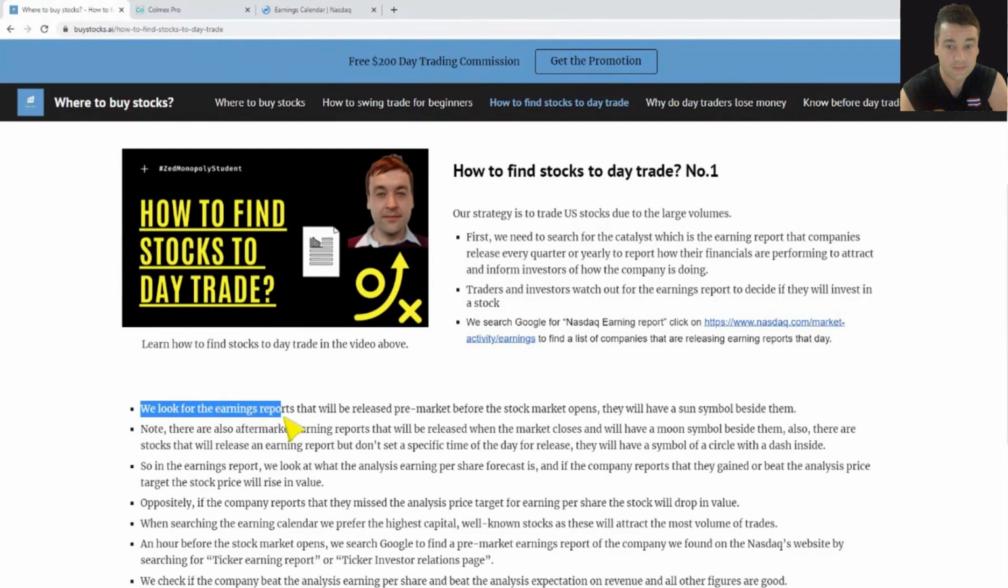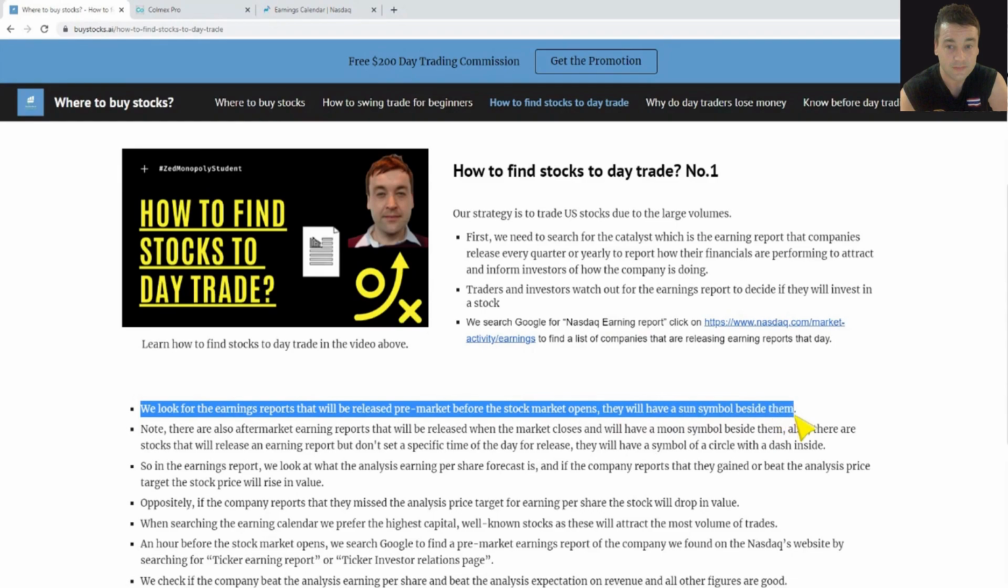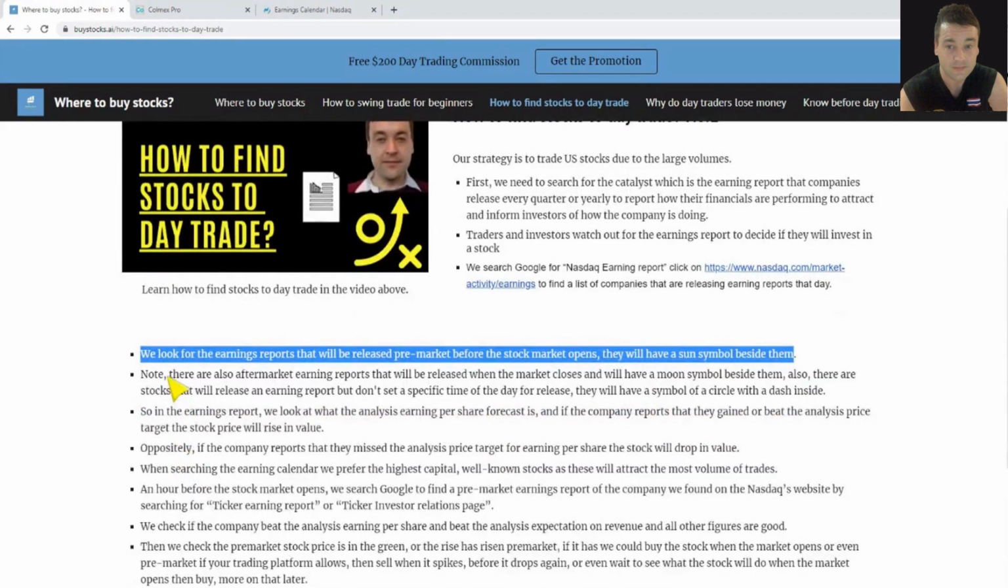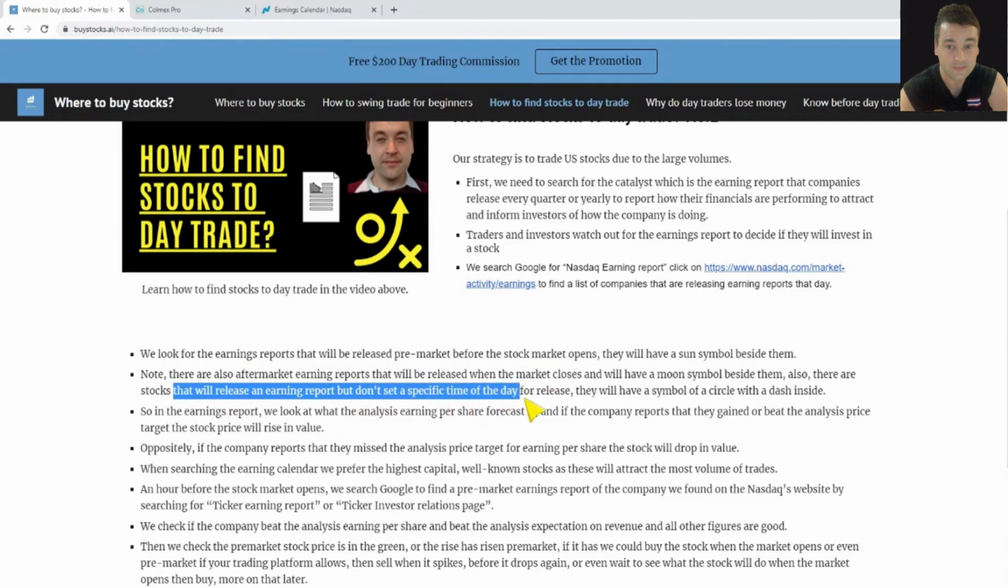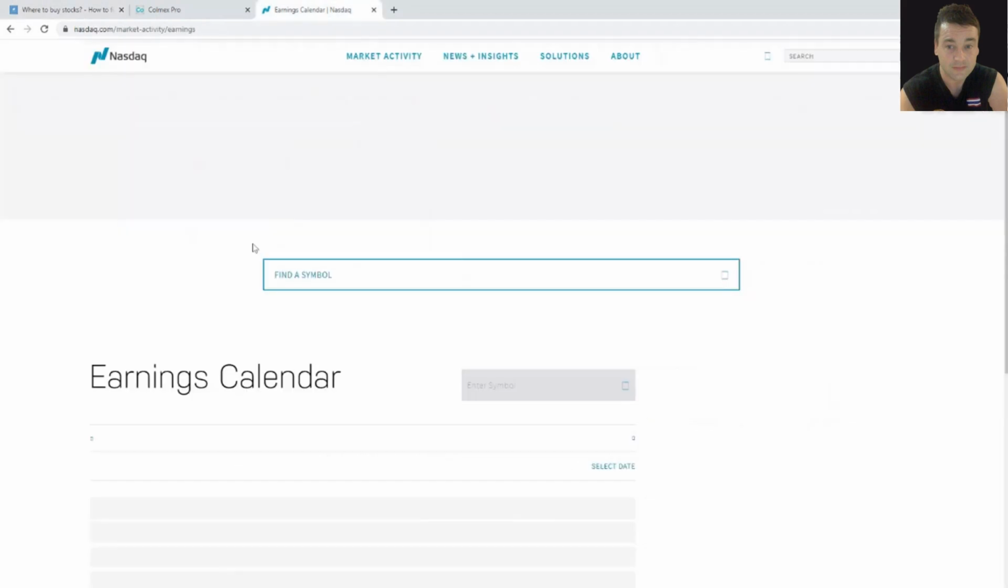So we look for earning reports that will have the pre-market before the stock market opens. So we want earning reports that are going to release before the market opens, before the Nasdaq opens in the morning, and they will have a sun symbol beside them. Okay, I'll show you that in a second. But we need to note there's also aftermarket earning reports that will release when the market closes and will have a moon symbol beside them. And there's also stocks that will be releasing earning reports but don't have a specific time of day for release, and they will have a symbol with a circle and a dash inside, and I'll just show you that now.